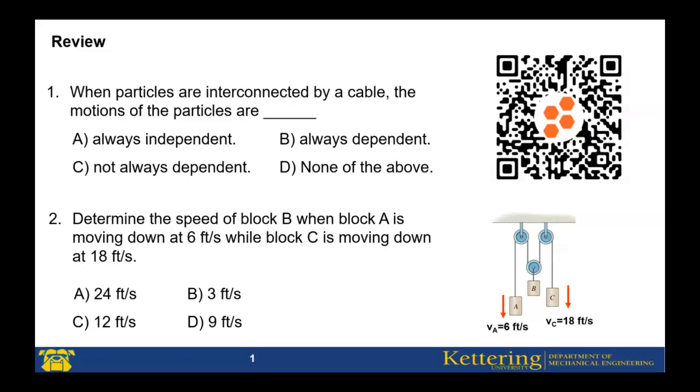For example, for this one, if I pull block A and C downward, block B goes upward, or the opposite of this one. It means that the motion of B depends on the motion of A and C. This type of motion is called dependent motion. Based on the known velocities, we can find the velocity of the other block or other particle or other body. Now, first question.